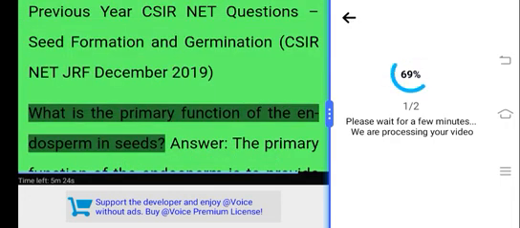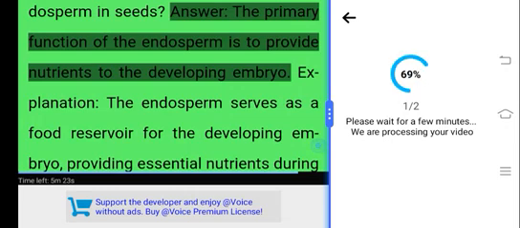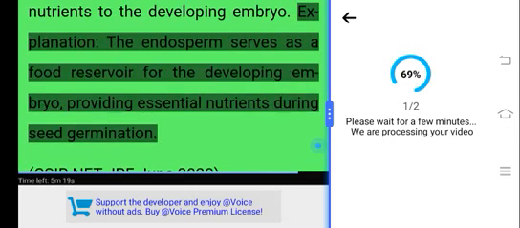What is the primary function of the endosperm in seeds? Answer. The primary function of the endosperm is to provide nutrients to the developing embryo. Explanation. The endosperm serves as a food reservoir for the developing embryo, providing essential nutrients during seed germination.